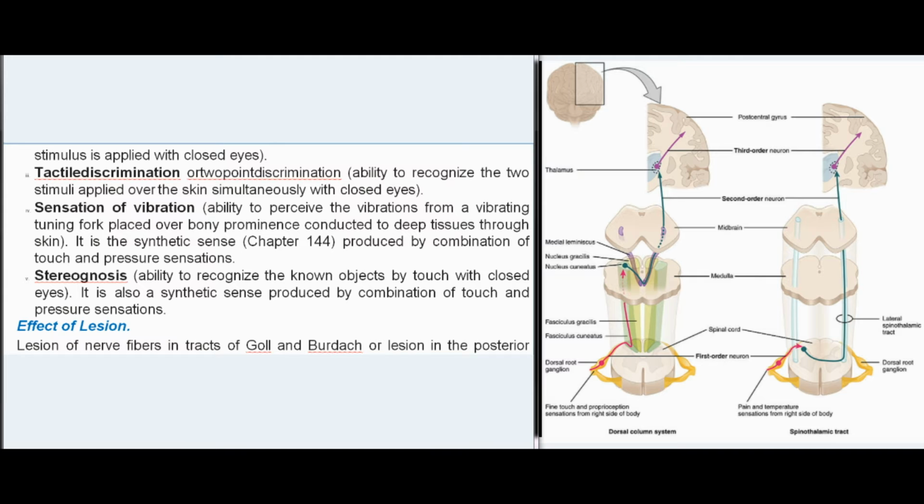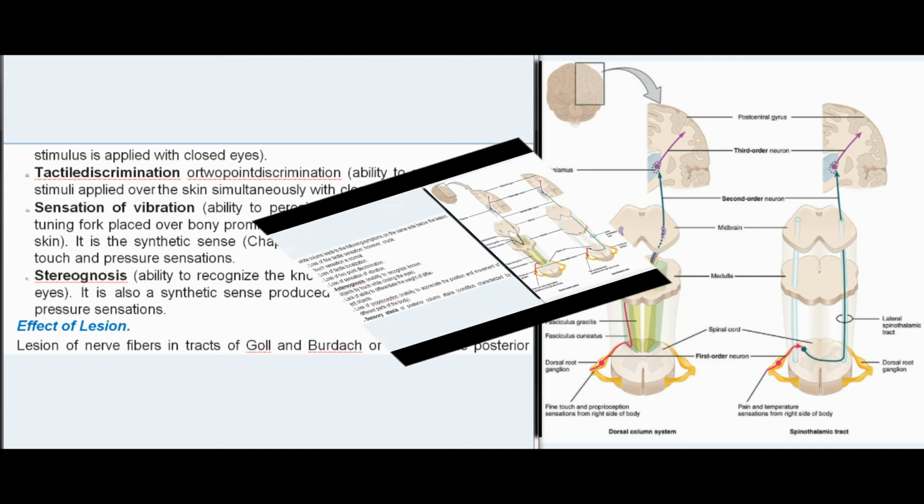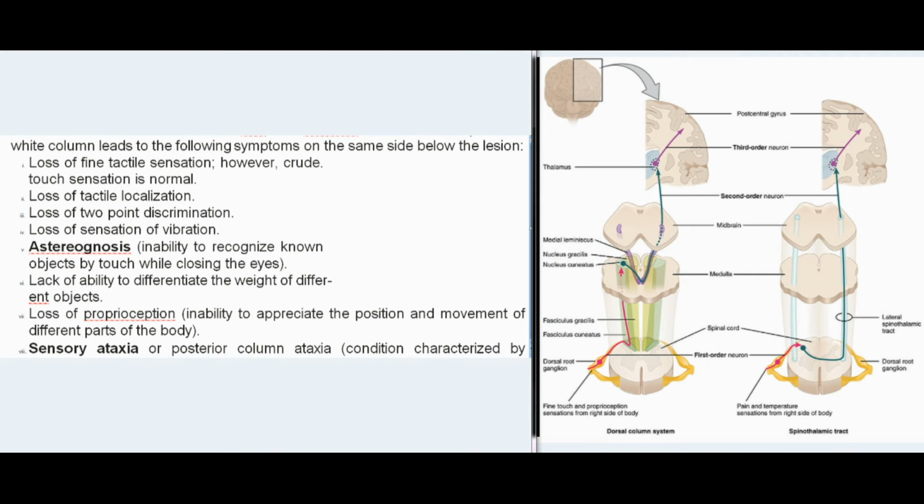Effect of lesion. Lesion of nerve fibers in tracts of Gall and Burdach or lesion in the posterior white column leads to the following symptoms on the same side below the lesion: loss of fine tactile sensation, however, crude touch sensation is normal. Loss of tactile localization. Loss of two-point discrimination. Loss of sensation of vibration.